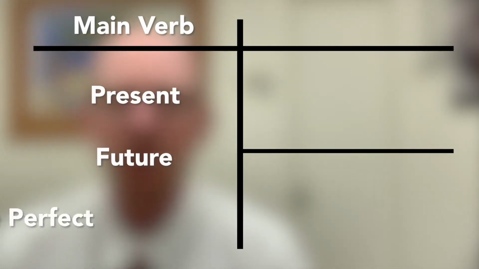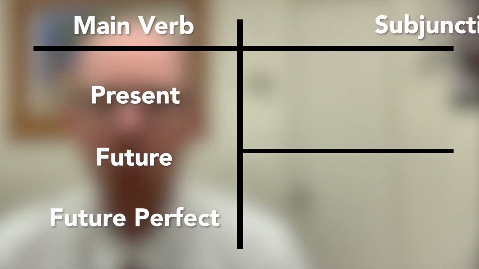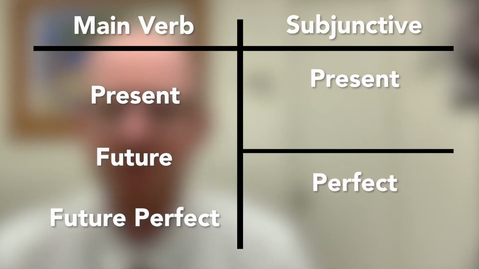Both primary and secondary sequence are dependent upon the tense of the main verb of the sentence. Primary sequence is initiated if the main verbs are in the present, future, or future perfect tenses. So if you have one of these three tenses as the main verb of the sentence, and your sentence contains a subordinate clause with a subjunctive, the only tenses of the subjunctive that can be used in the subordinate clause are the present and perfect subjunctives.